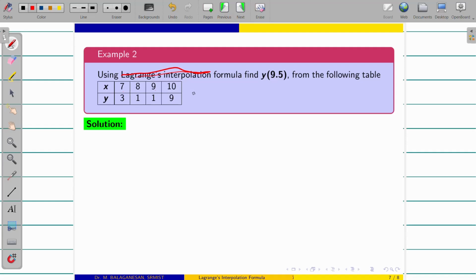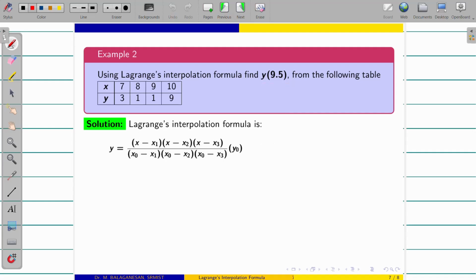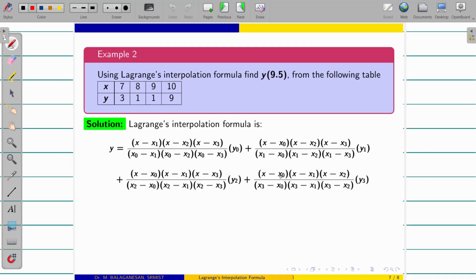7, 8, 9, 10. It is equally spaced. We have to find the Y value only at x equal to 9.5, so we can use Lagrange's interpolation formula. Write the formula. In the first term x0 won't be there, in the second term x1 won't be there, in the third term the third value won't be there, and in the fourth term the fourth value won't be there. In the denominator, that value will be there, and you have to subtract it from the rest of the values.